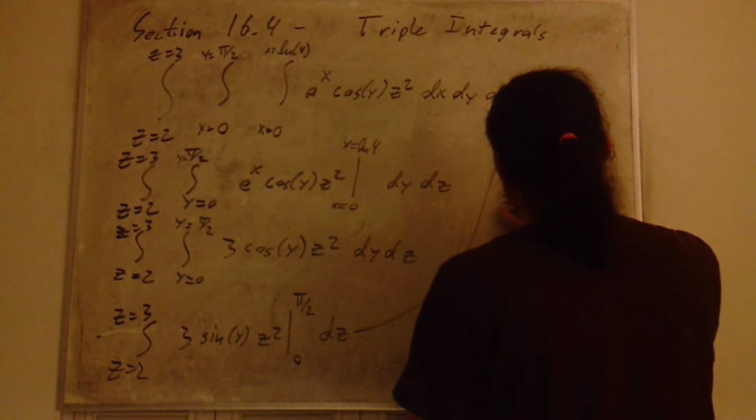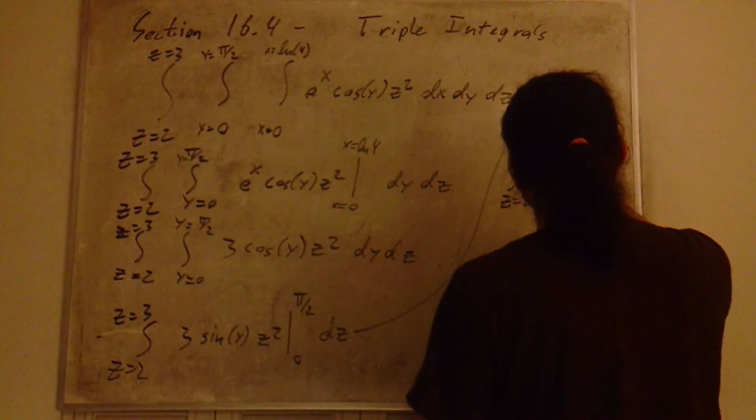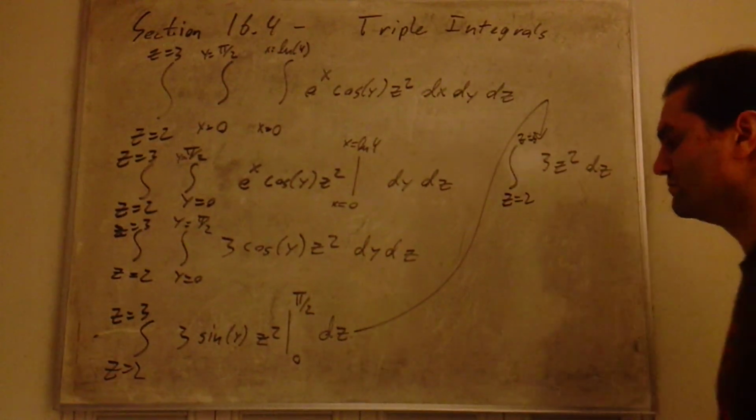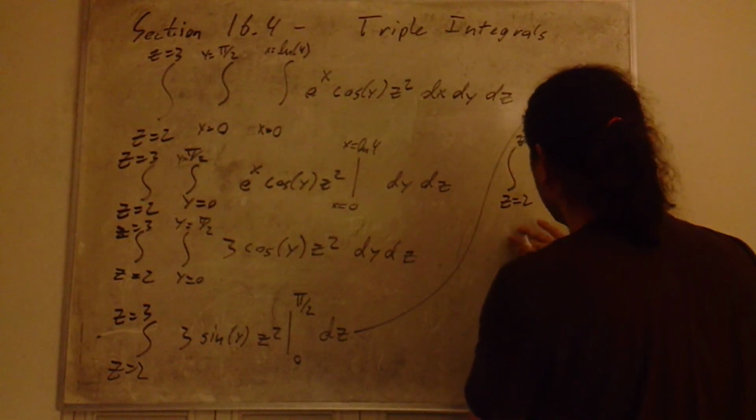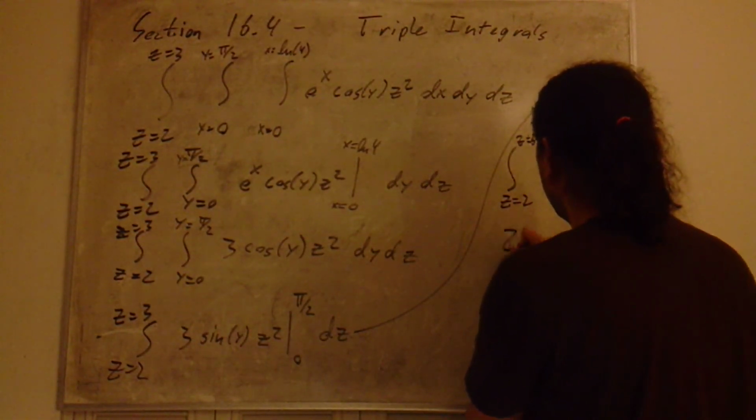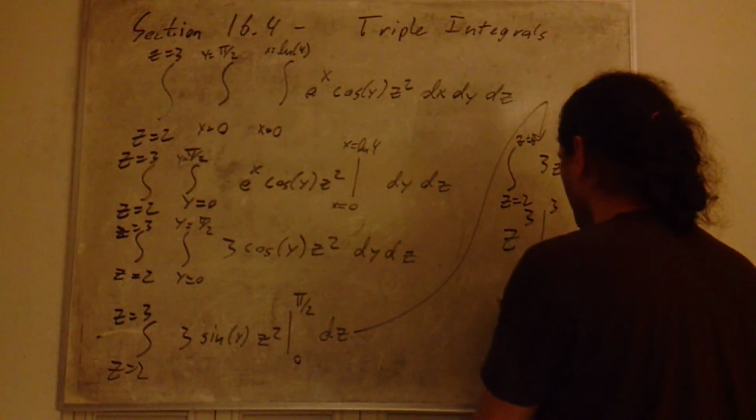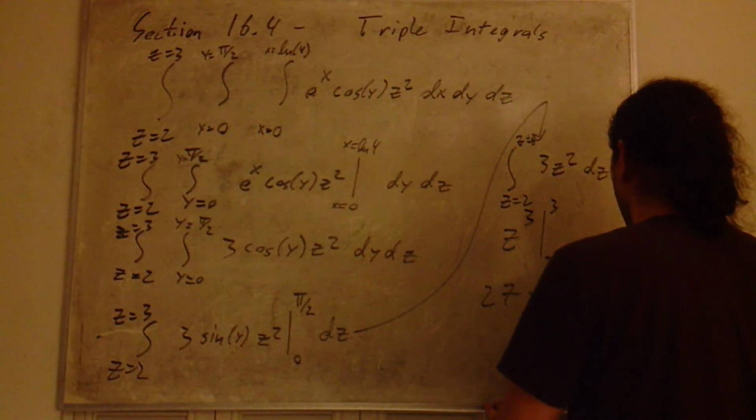So now we have the integral from z equals 2 to z equals 3 of 3z squared dz, which is of course z. I keep on trying to write x's when I say z's. This integral is z cubed, evaluated at 2 and 3, which is 27 minus 8, which is 19.